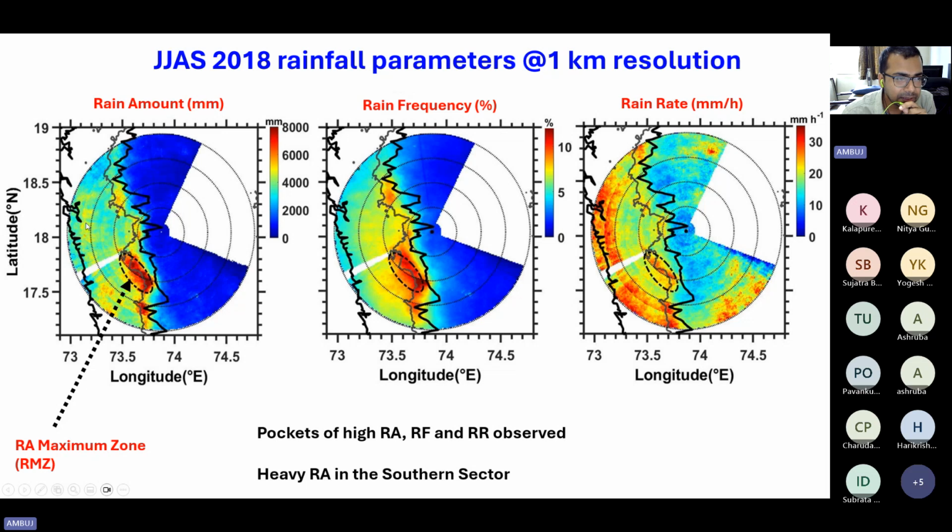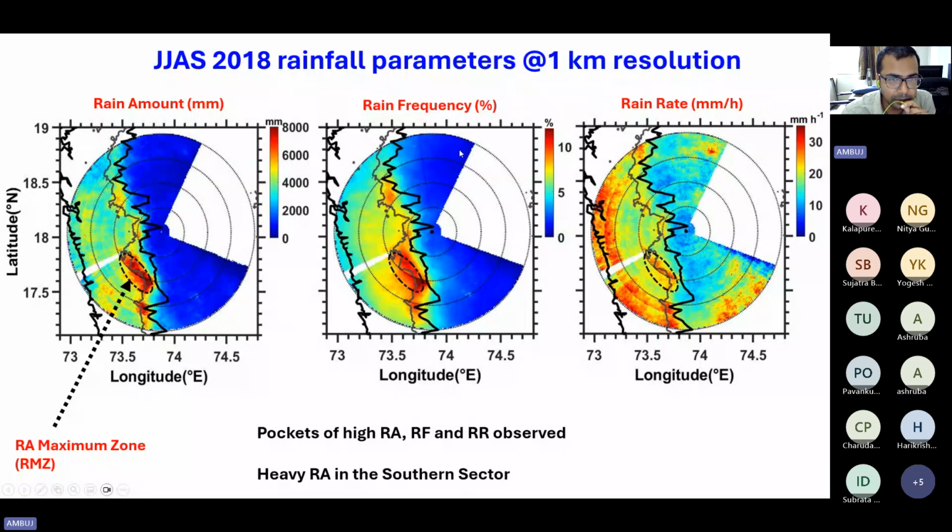And we see that the rainfall peaks before the summit and close to the 500-meter contour line. These peak rainfall values are not actually consistent throughout this contour, but there are some heavy rainfall pockets, particularly in the southern sector. So this region receives maximum rainfall and is referred to as the rain maximum zone, RMZ.